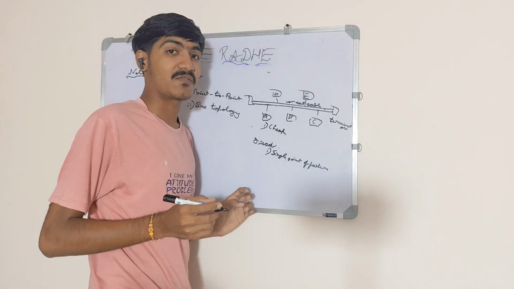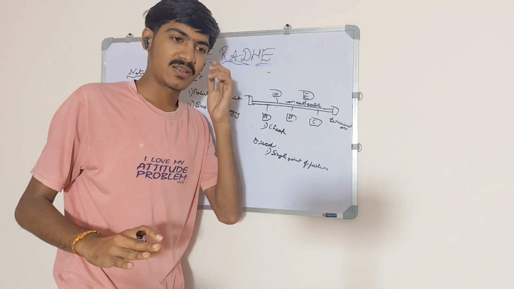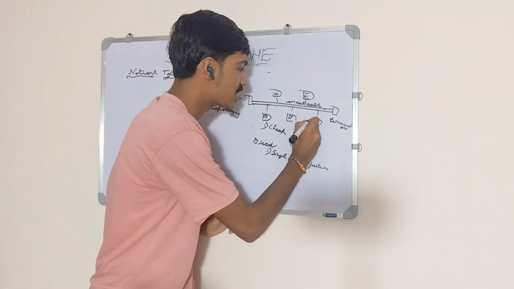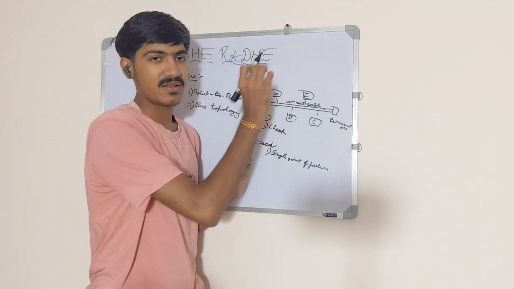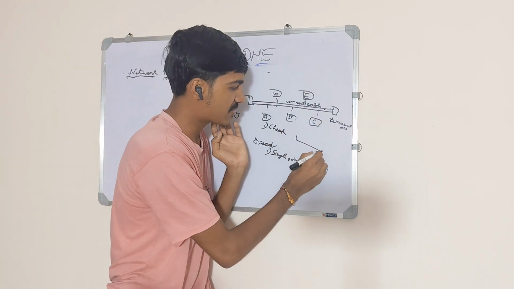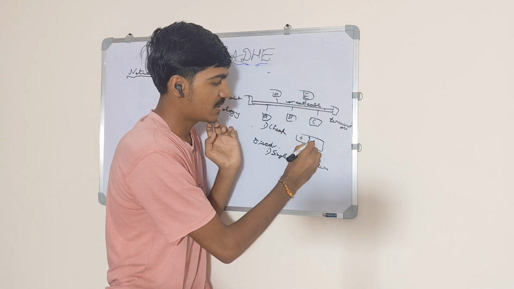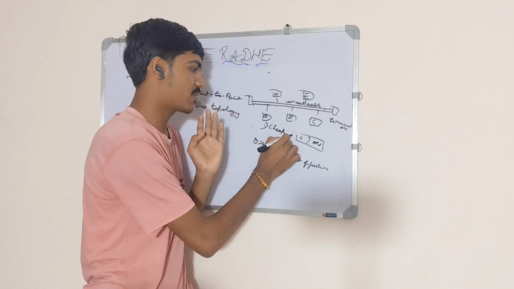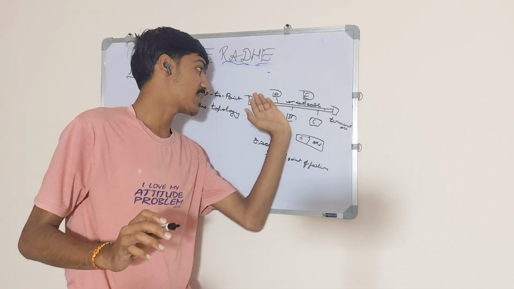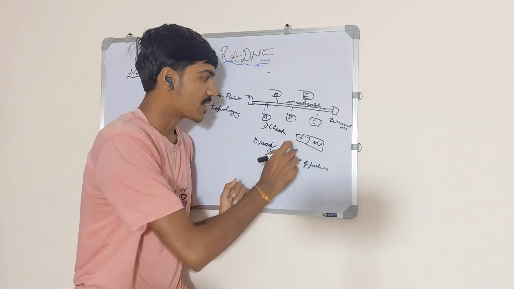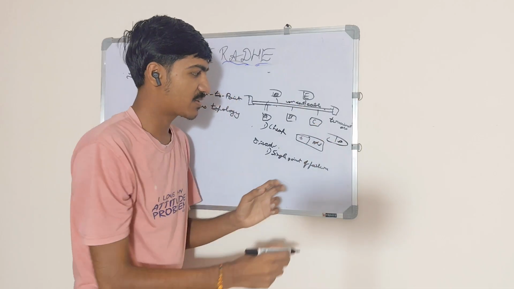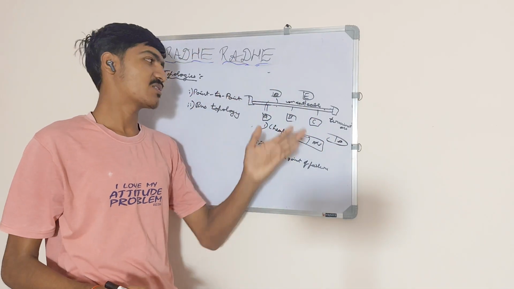And what is the second disadvantage? Let's take a scenario. We have device A, we have device C. Now A wants to send data to E. It has created a frame with source address and destination address, the MAC addresses, and it sends out the frame. Now C wants to send data to D. It also creates a frame. Source address is C's address, destination address is D's address. It also sends the data.